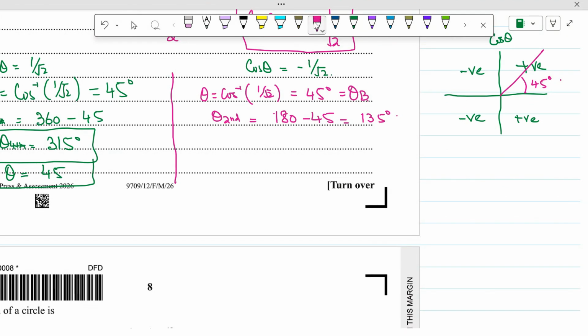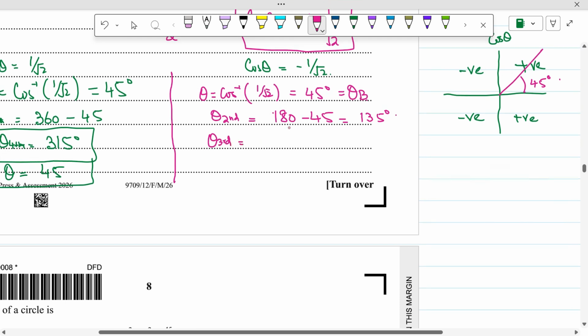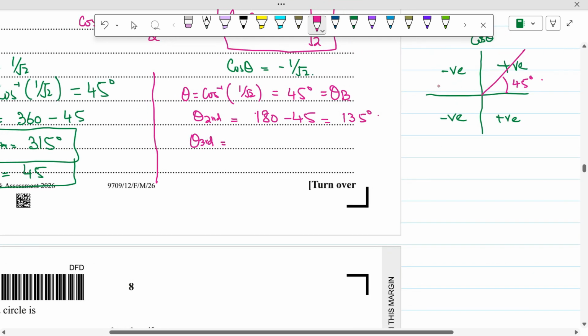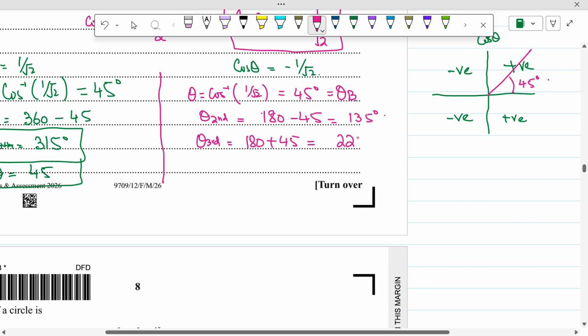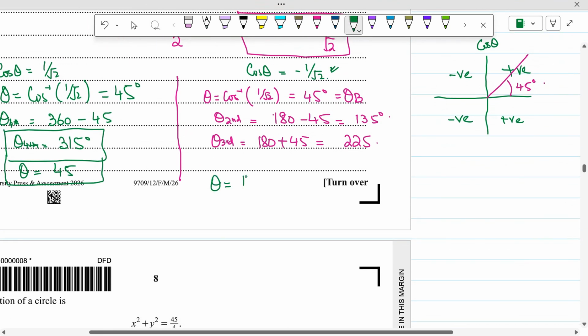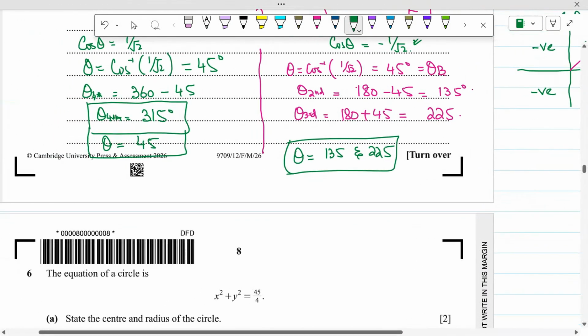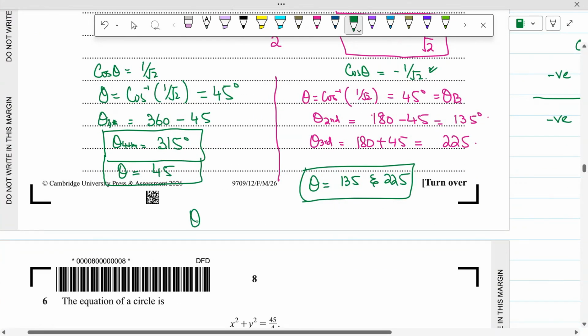Similarly, the angle in the third quadrant is equal to the base angle plus 180. So the angle in the third quadrant can be calculated by adding 180 to the base angle, and this one is equal to 225. So for the negative value, we have theta is equal to 135 and 225, and for the positive value theta is equal to 45 and 315.